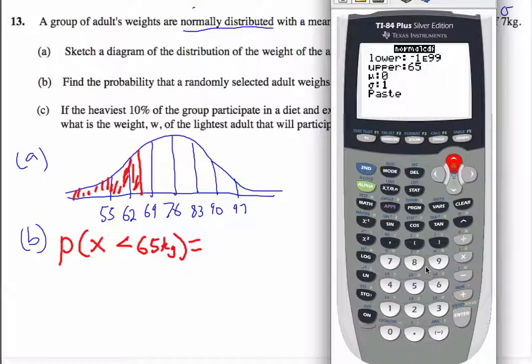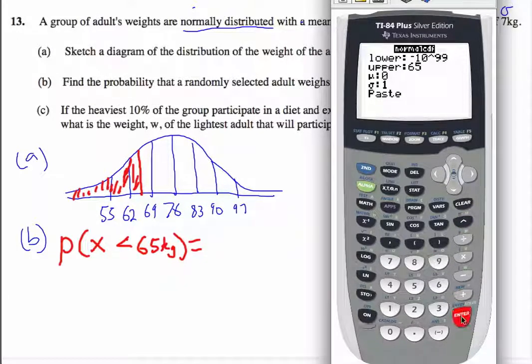Your lower bound can be any number less than 65. So technically negative infinity. I like to use negative 10 to the power of 99 because I think that's one of the biggest numbers your calculator can handle.